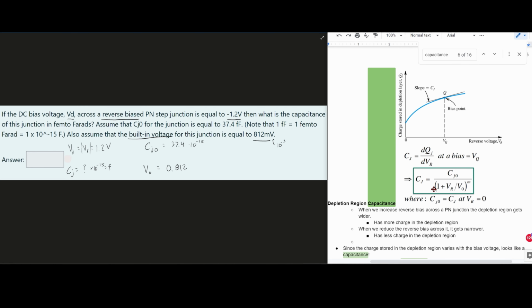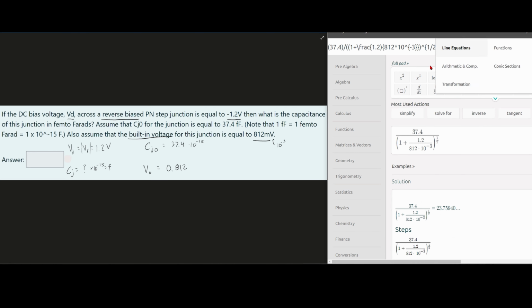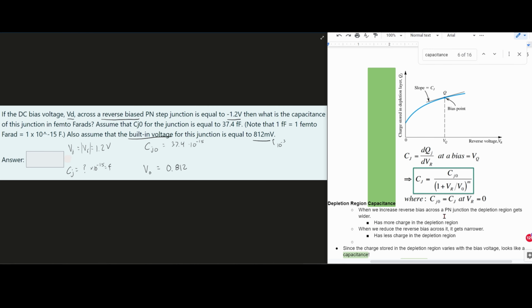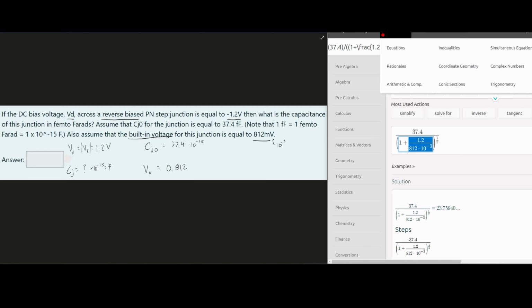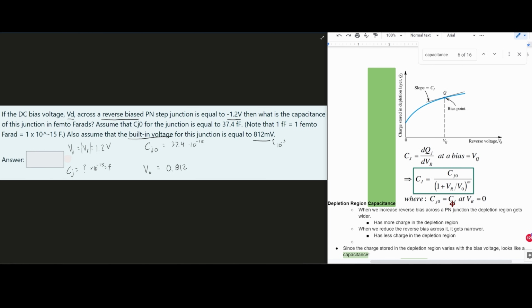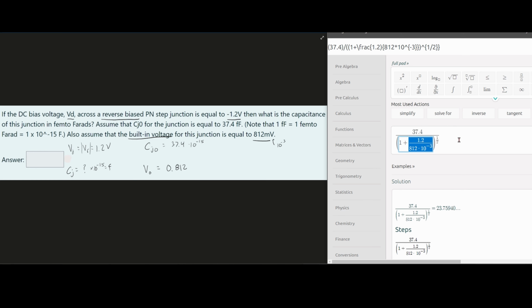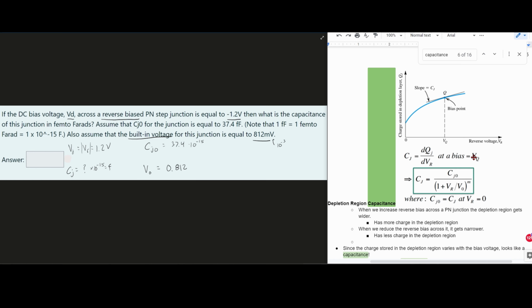So again, looking at the formula, we have our CJ0 on top, so 37.4. Notice how I didn't do the times 10 to the negative 15. That's because we want our answer in femtofarads. And this is over our constant 1 plus our VR. And our VR is the 1.2 volts divided by our 812, and I just put 812 times 10 to the negative 3. That's going to be the voltage output.